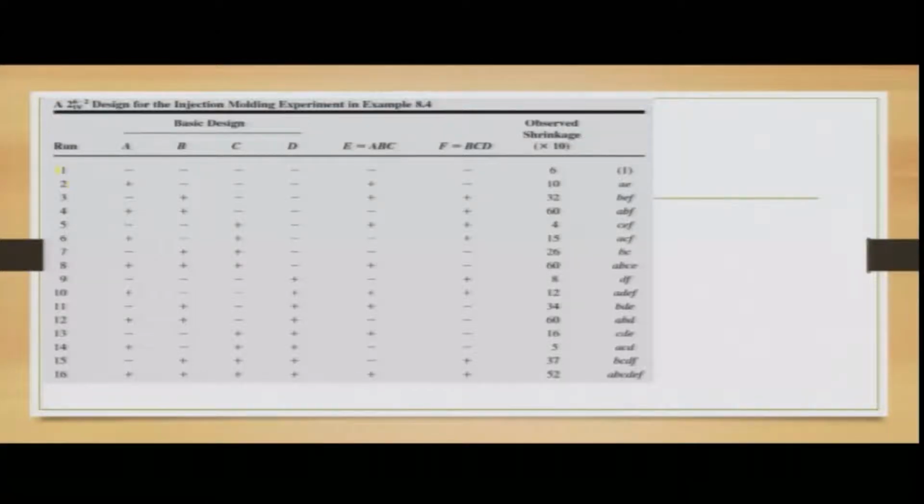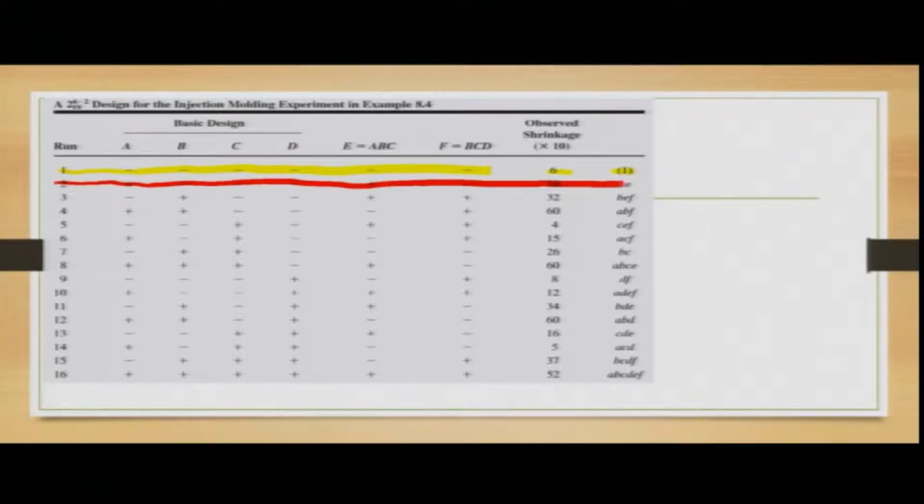So, consider run 1, I will just highlight it using a color, blue or yellow. For run 1, the effect of A is negative, B is negative, C, D, E, F are all negative. So, obviously, the observed shrinkage is 6, and none of the effects are significant. Now, if I go to, let me use a different color, row 2, which is run 2, I have the effect of A as positive, E as positive. So, the overall factors which are affecting are A and E, which I am highlighting now.